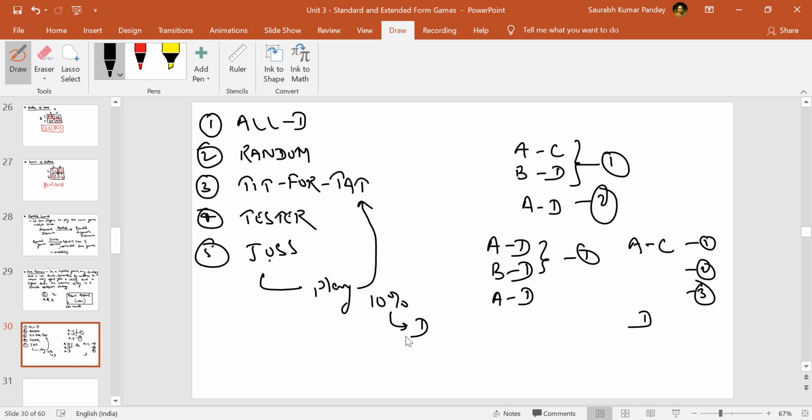Okay, so these all 5 different strategies they played, and it was found that the winner was tit for tat. Finally, the most points were accumulated using the tit for tat strategy. Actually, this was one of the situations in which you can implement such kinds of strategies.